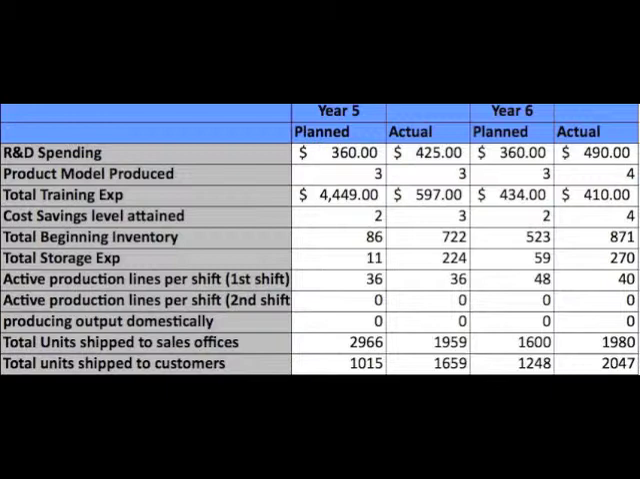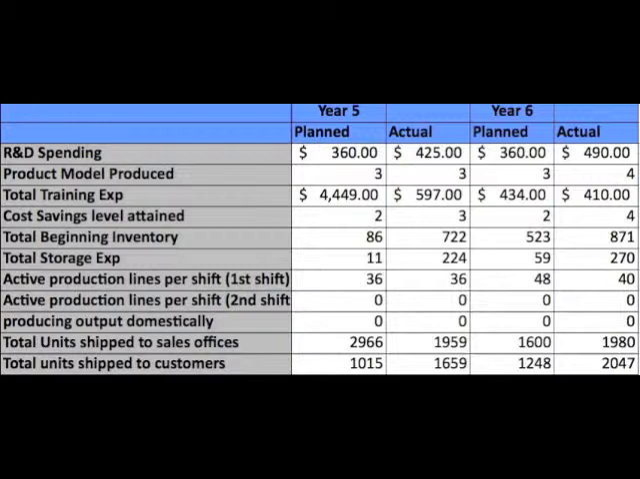Active production lines second shift. Eagle Corp did not have active production lines in our second shift. Production output domestic. Since we had moved our plant to Sereno, we did not produce any output domestically. Production output overseas. We had moved our plant overseas to Sereno and planned a high production output due to our forecast of increased sales. But due to lack of sales, we did not produce as much output as expected.